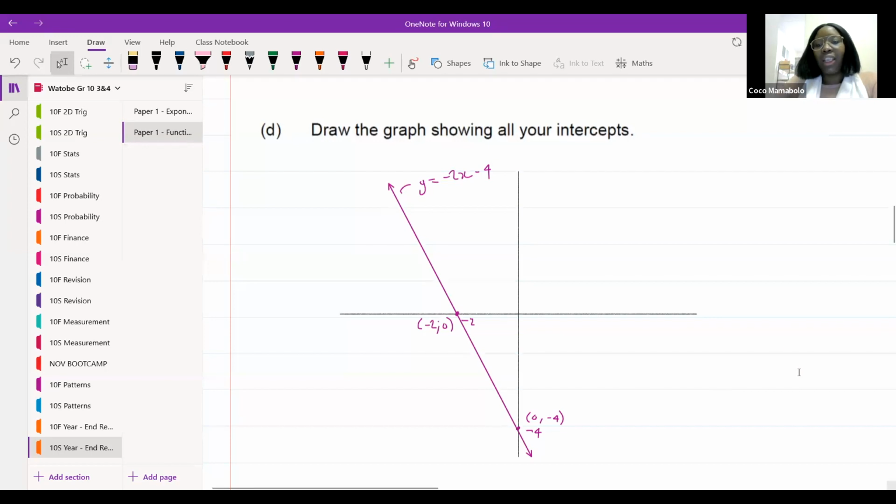All right. Okay, give me a thumbs up. Are we all okay with the equation of a straight line? Are we good?